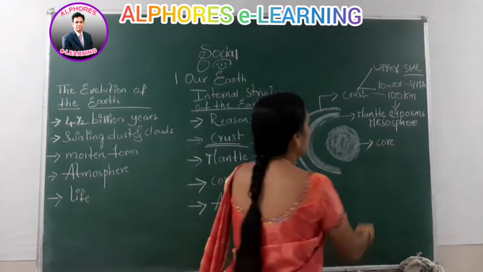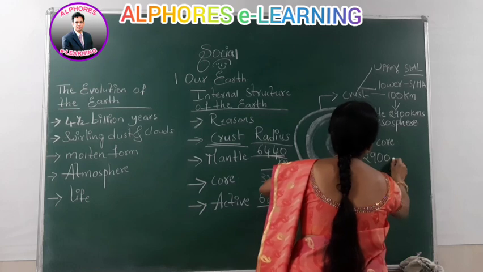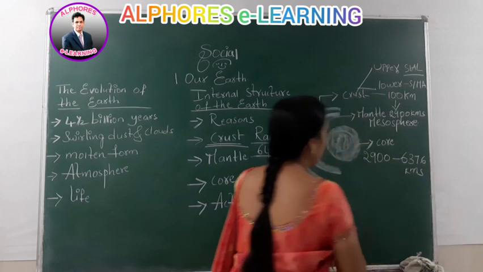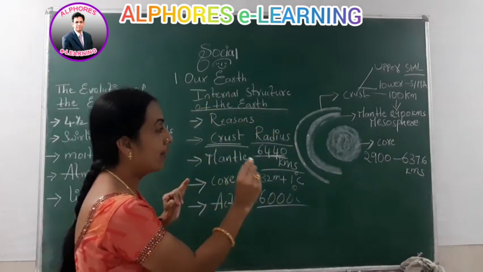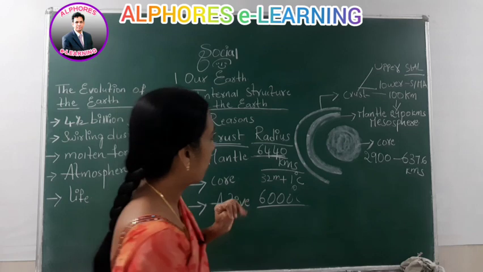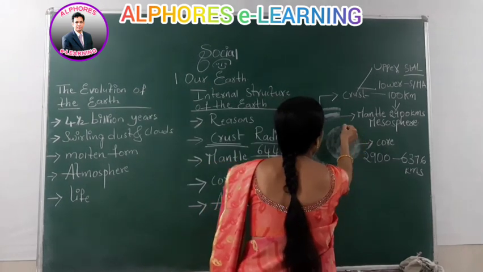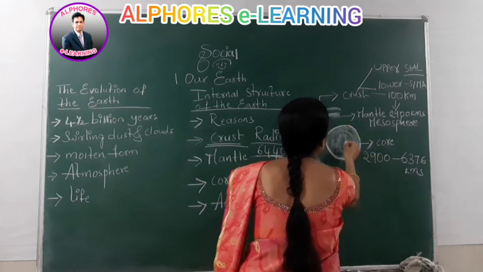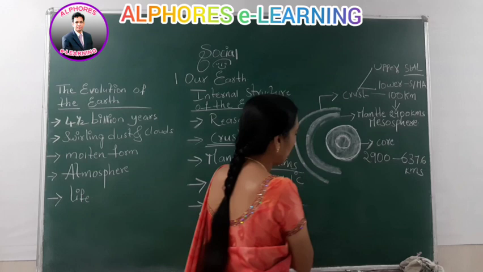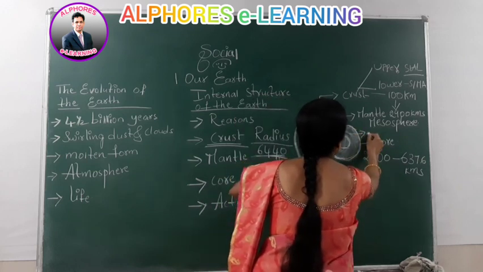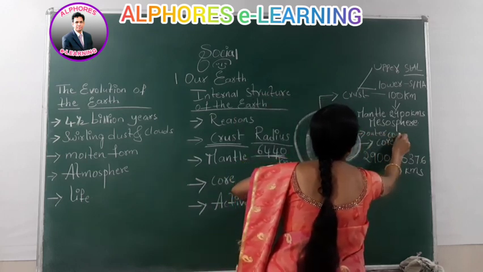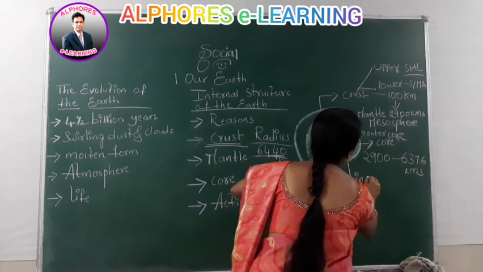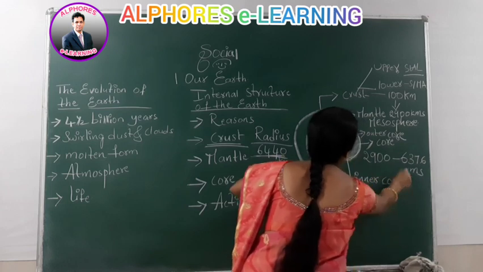Next, it extends up to a depth from 2900 kilometers to 6376 kilometers. And this core, again it is divided into two parts. This is core, this is core. It is divided into two parts, like this. This part is called the outer core, and this inner one is called the inner core. Outer core and inner core.